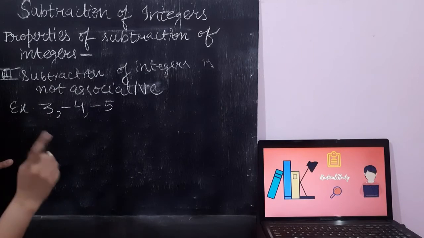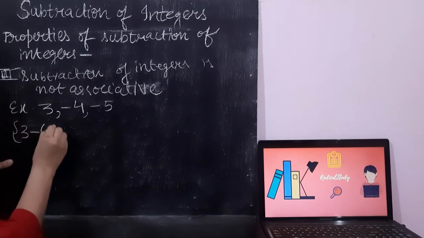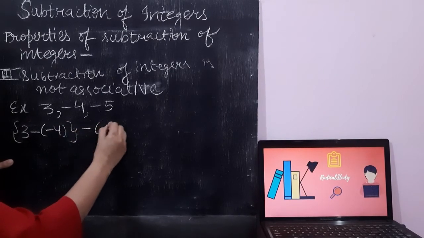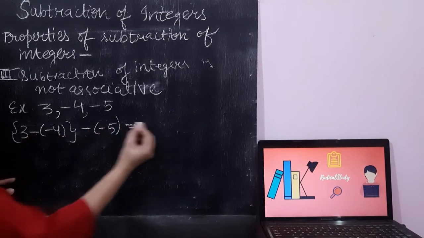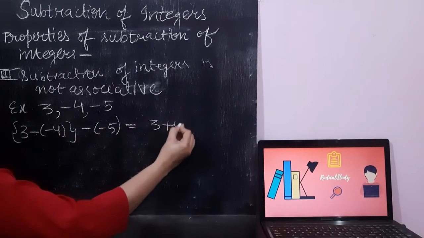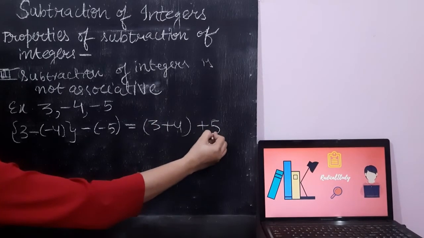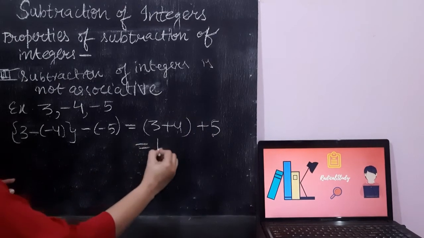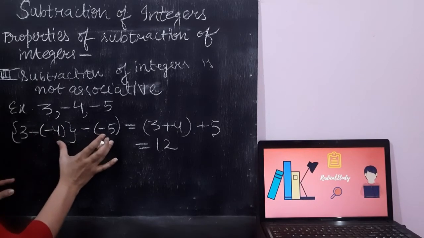Now we will use the associative property in this. 3 minus 4 and minus 5. So it will be solved as this minus will become plus. So it will be 3 plus 4, right? And this will become plus 5. Okay, students. So the answer will become 12.